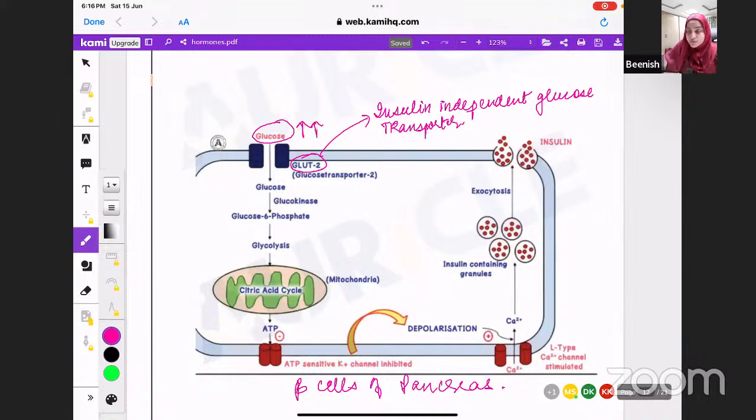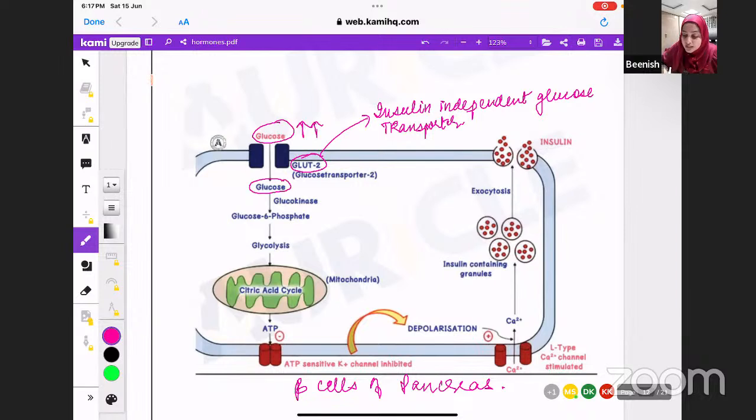Now, obviously, it needs to be insulin independent, because if the transporter itself is going to depend on insulin, then glucose will never be able to enter the cell and there will be no secretion of insulin. So this GLUT2 here is insulin independent. The example of an insulin dependent transporter is your GLUT4, which is present in skeletal muscle and adipose tissue. But here in the beta cells of the pancreas, you have GLUT2, which is insulin independent. So when the blood glucose increases, glucose via the GLUT2 transporter is going to enter the beta cells.